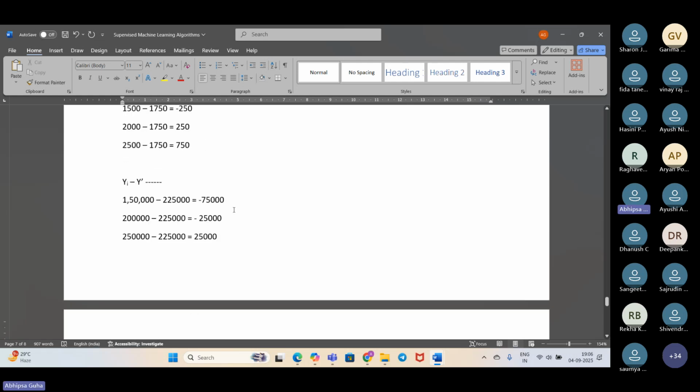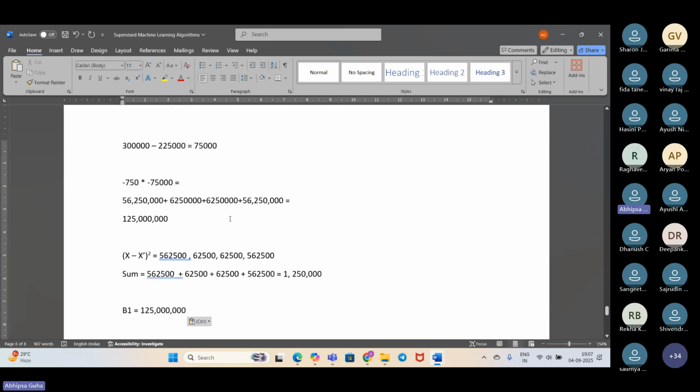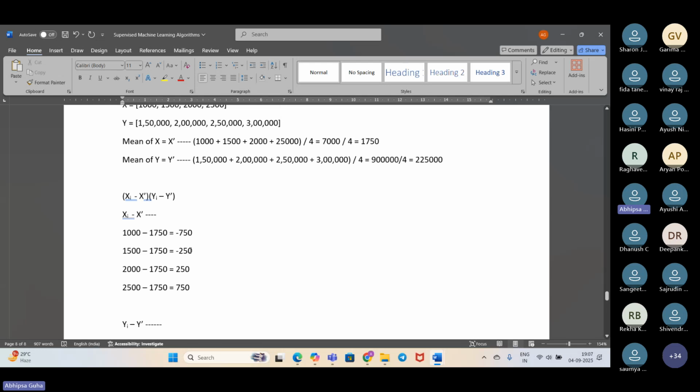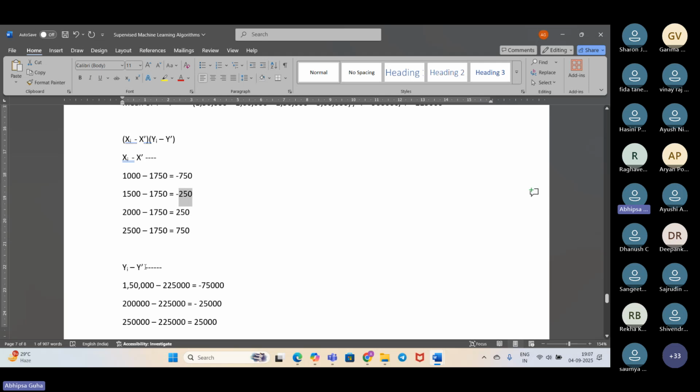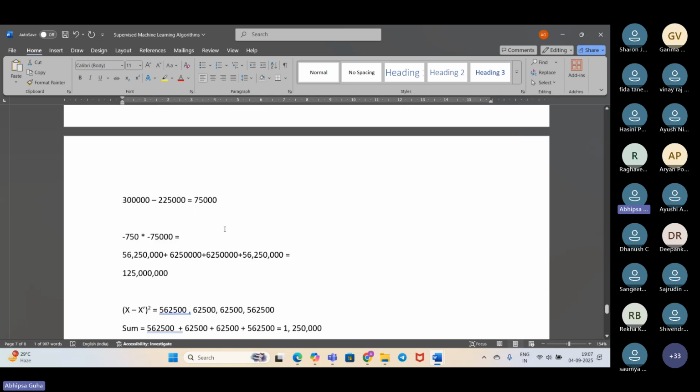It is yi minus y, right? Yes, ma'am. Okay, this one you are telling, right? Yes, ma'am. This is actually x minus x bar. So it is 250, not 2,500. I was looking for yi minus y bar. This is 250. So 25 into 25, that is 625, and two zeros. So these are two zeros.